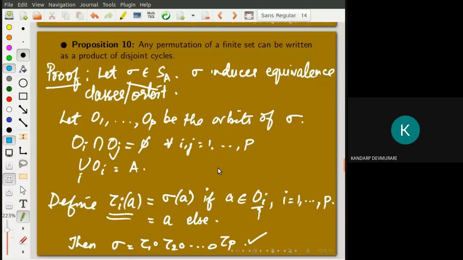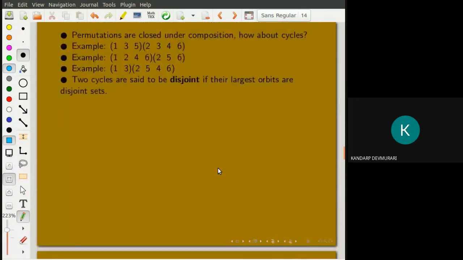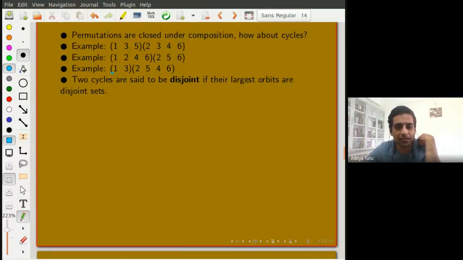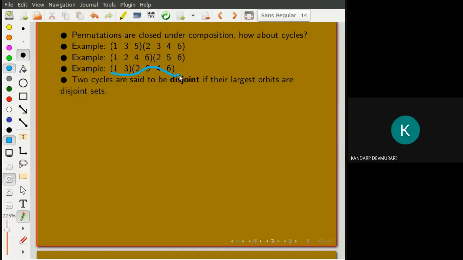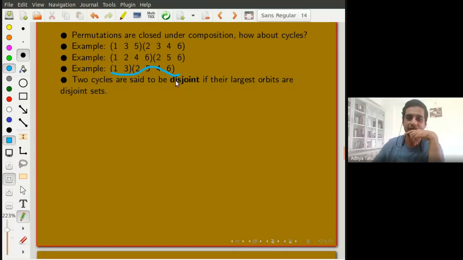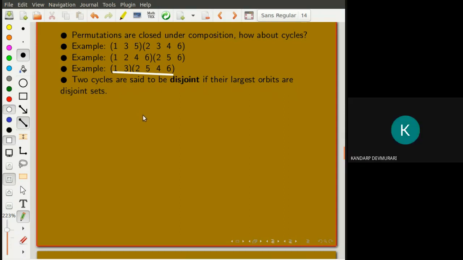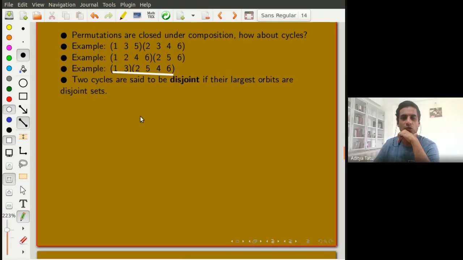Sir, can you give an example of this for a permutation as a product of disjoint cycles? You want another example apart from this one? So this was an example of disjoint cycles, right? This one. You can see the two cycles are disjoint, right? Yes, sir. So what do you want me to do? You want me to work it out?